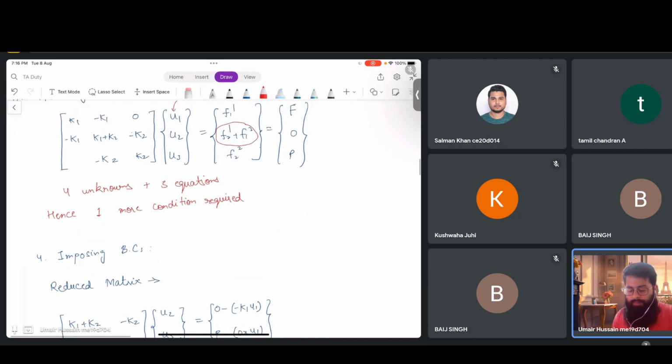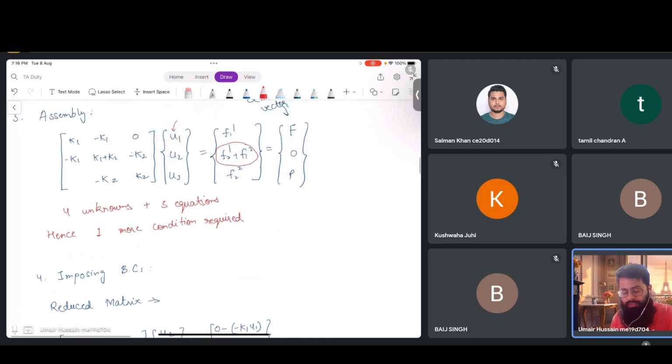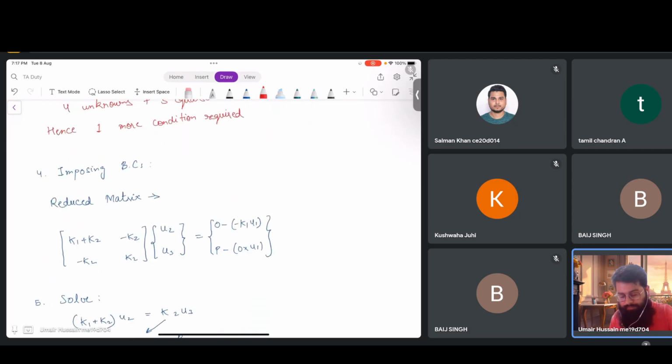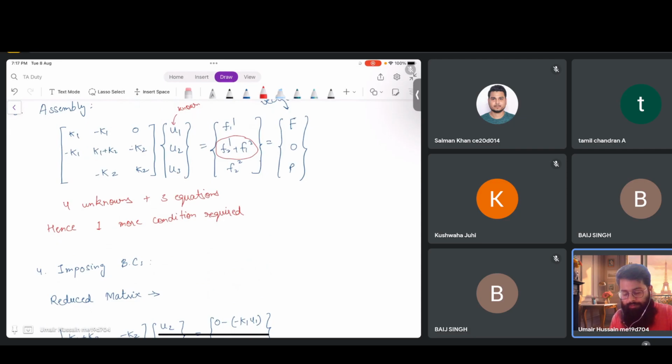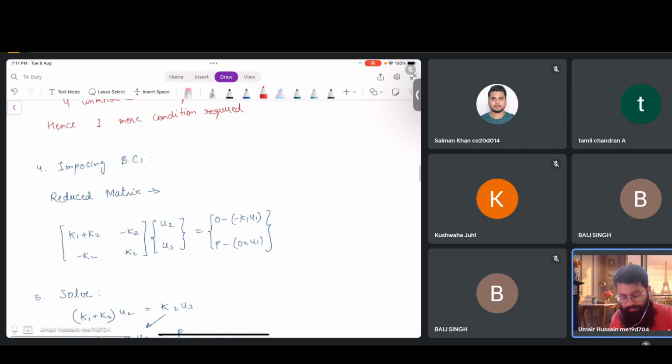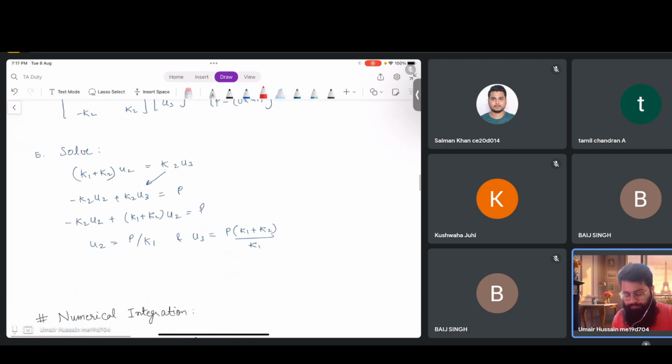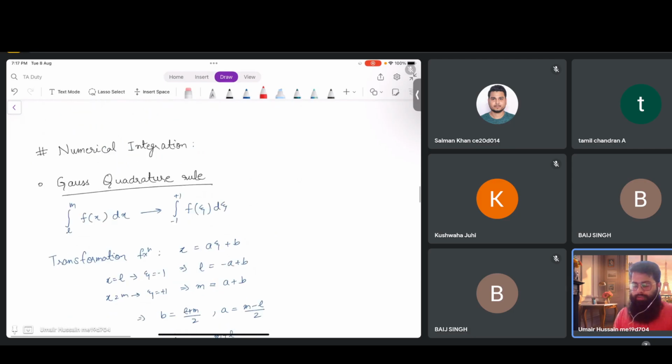So how to apply a boundary condition: if we know one of the displacements, say u1 is known in this case, we can reduce the matrix. If we write these equations individually, our second and third equations would be reduced in this way, and we can easily solve for the two unknowns u2 and u3, and later we can also solve for F here. Okay, so that is basically a simple procedure of 1D FEM, with an example of a discrete system.